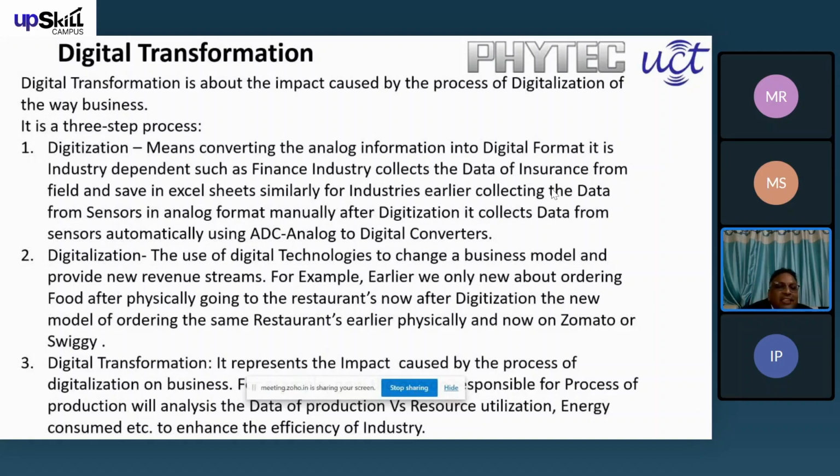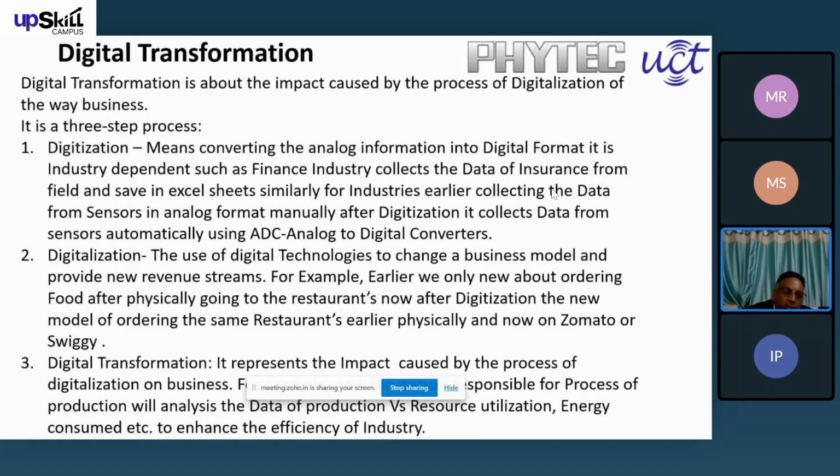The next process is digitalization. What is digitalization? Digitalization is the technology where you use the digitized data and start a new revenue model. For example, earlier we all used to go to restaurants to order food, and we physically visited the restaurant and ordered our food after seeing the menu.